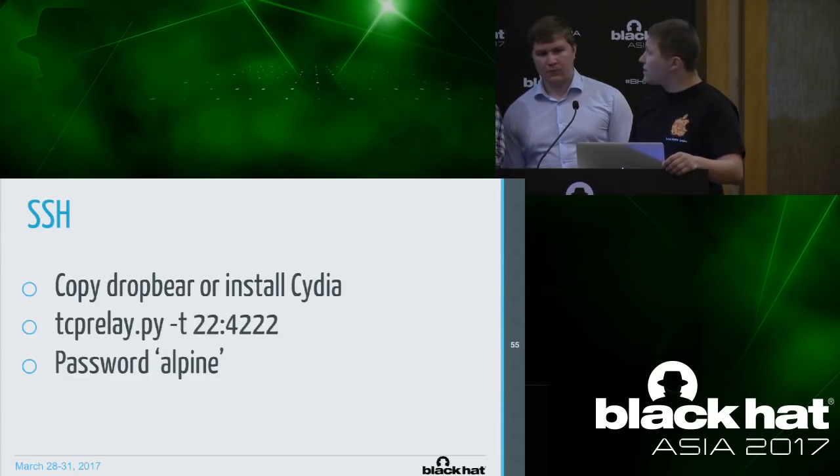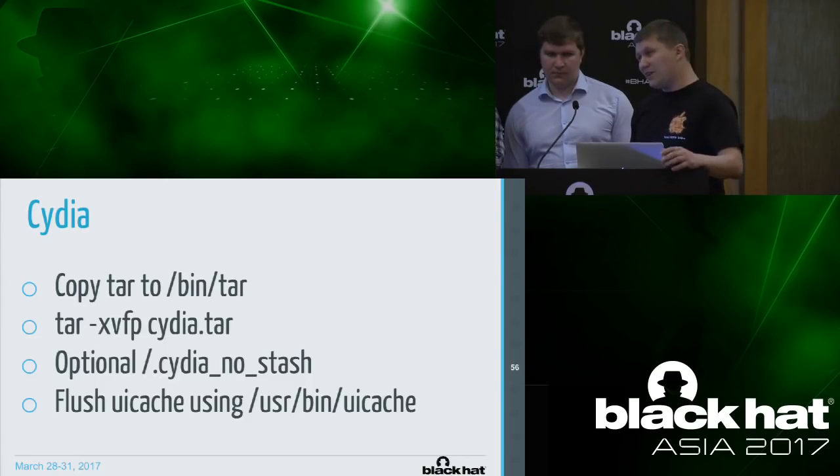After that, it's nice to have some SSH access to your device. You can do this in two different ways. You can install Cydia or copy Dropbear. Then on a desktop computer, you just use TCP relay, which creates a tunnel to your device. And then you use regular SSH with the password alpine to access your device. It's not really needed for security researchers, but for most people, jailbreak means Cydia.